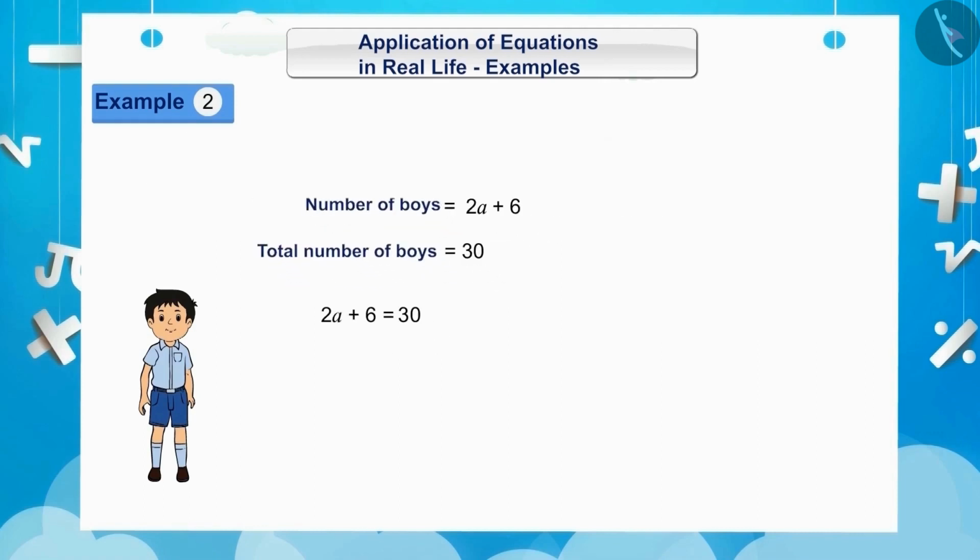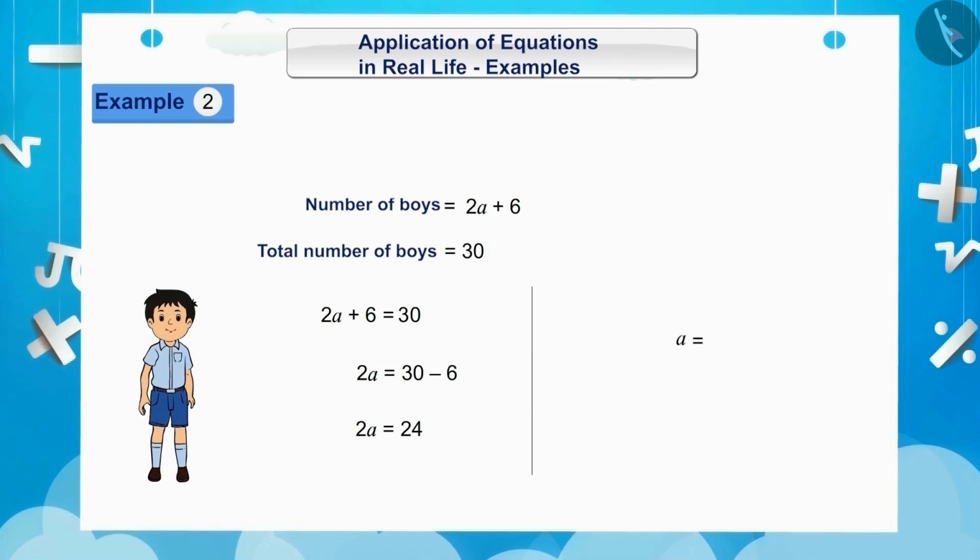As we have learnt, to solve the equation here, we have to keep only the terms of A on the left side. So, we have to transpose 6 from the LHS to the RHS. By doing so, our new LHS will be 2A and our new RHS will be 30 minus 6, where we get 2A is equal to 24.